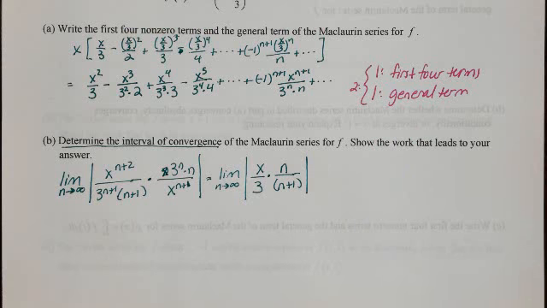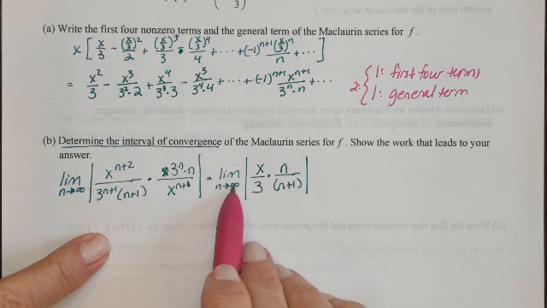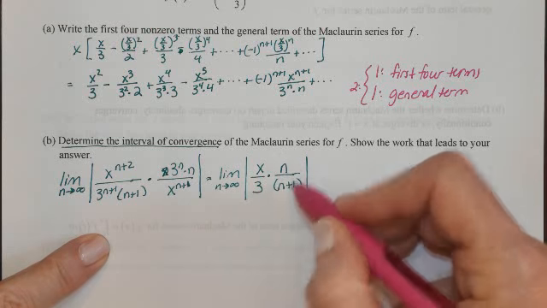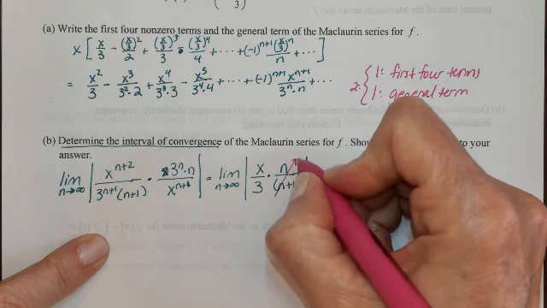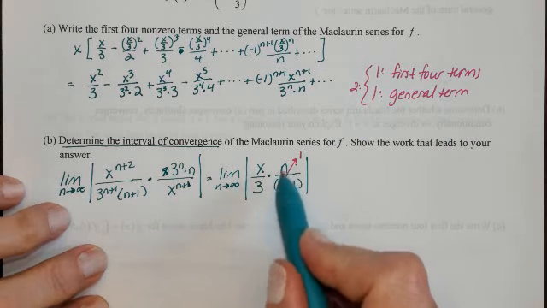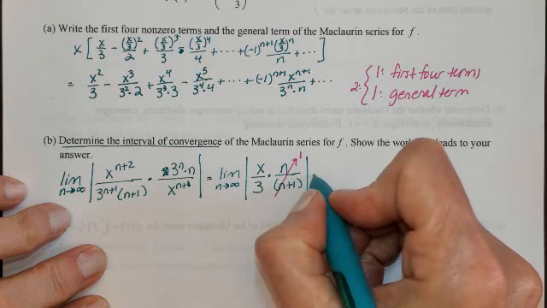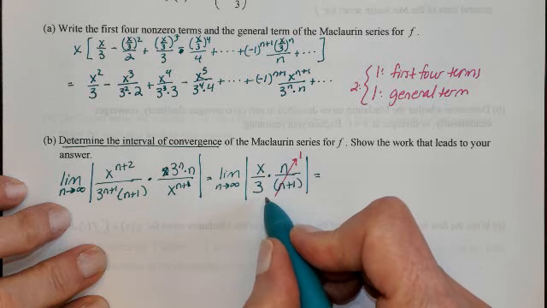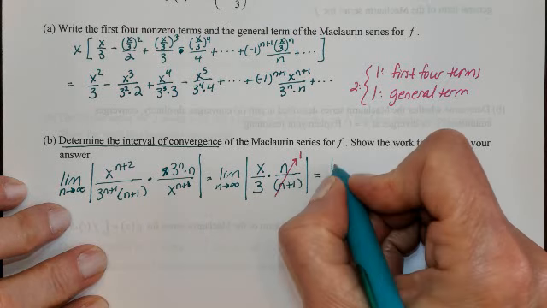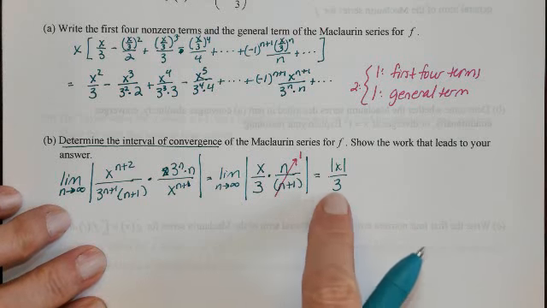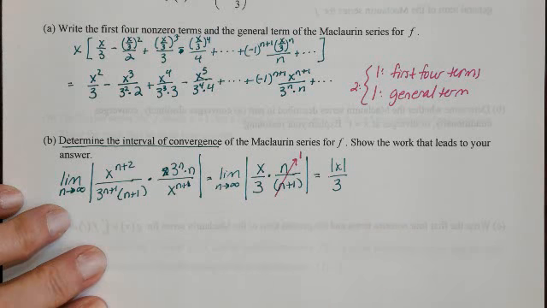Okay, so I've reduced what I can, and now I'm going to take this limit. The limit as n goes to infinity, the x over 3 is going to stay x over 3. N over n plus 1, as n goes to infinity, that goes to 1, right? The plus 1 doesn't matter. The n's reduced to 1. So that goes to 1. So this is the absolute value of x over the absolute value of 3, right? So the absolute value of x over 3. So we computed the limit, and that got us another point.